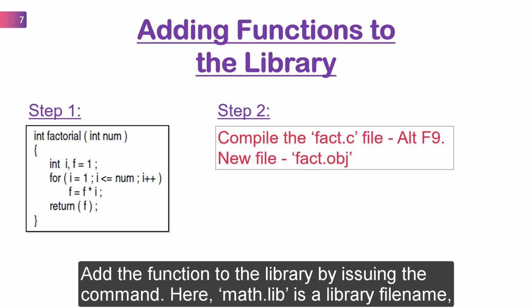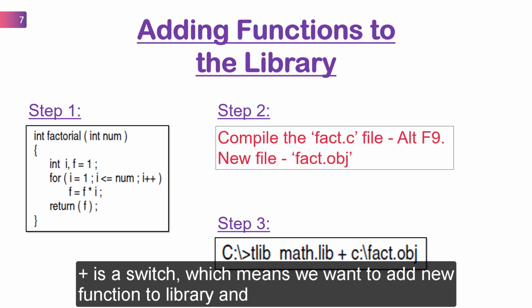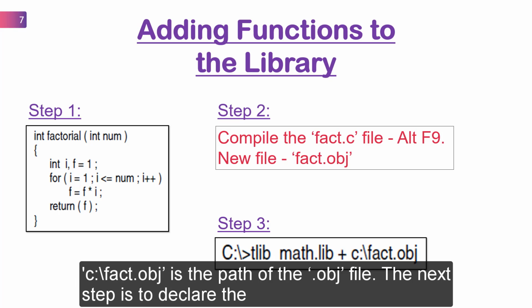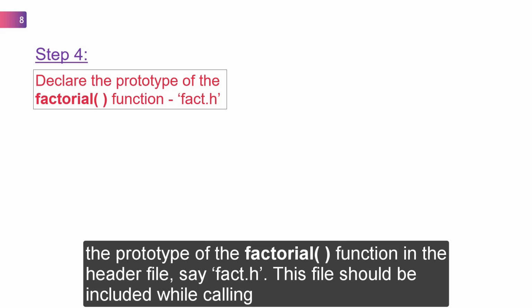The next step is to add the function to the library by using the command. Here, math.lib is a library file name, plus is a switch, which means we want to add a new function to the library, and c:/fact.obj is the path of the obj file. The next step is to declare the prototype of the factorial function in the header file, say fact.h.